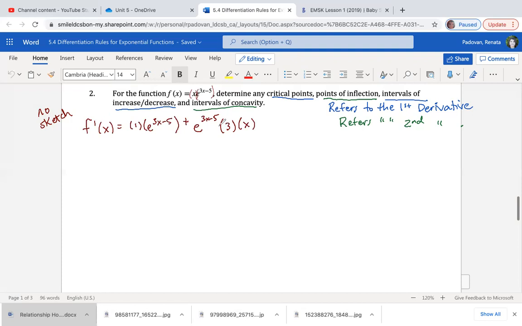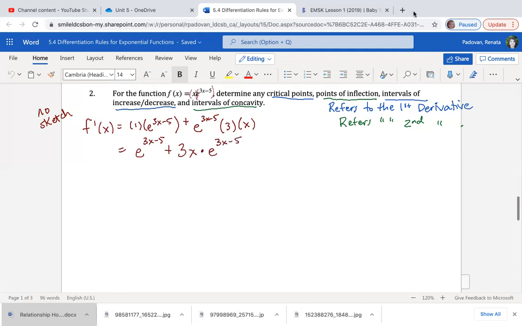And then it's just cleaning it up, right? So I don't need to write down that 1 there. So I would just write down the base of e to the exponent 3x minus 5. I don't have any negative constants to change that plus, so that would stay a plus. And usually we put the constant first, so the 3 multiplied by the x, and then that multiplied by e to the exponent 3x minus 5.